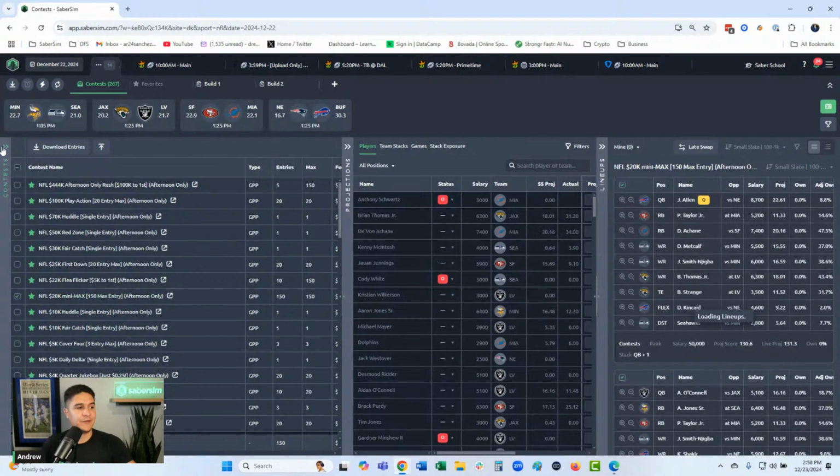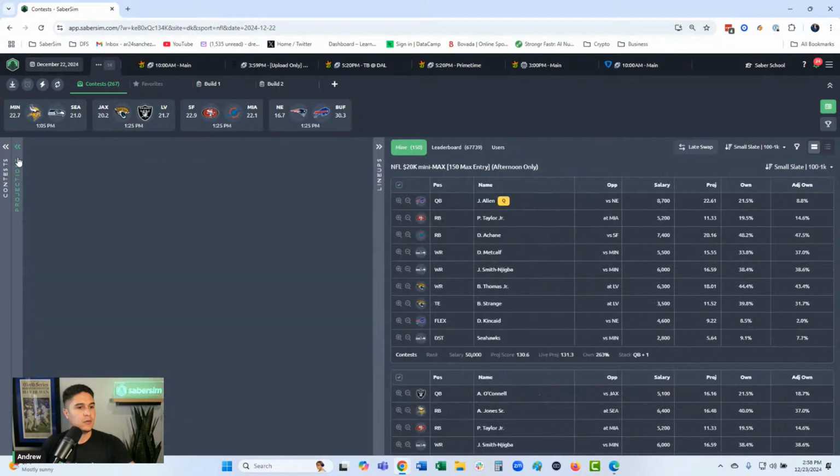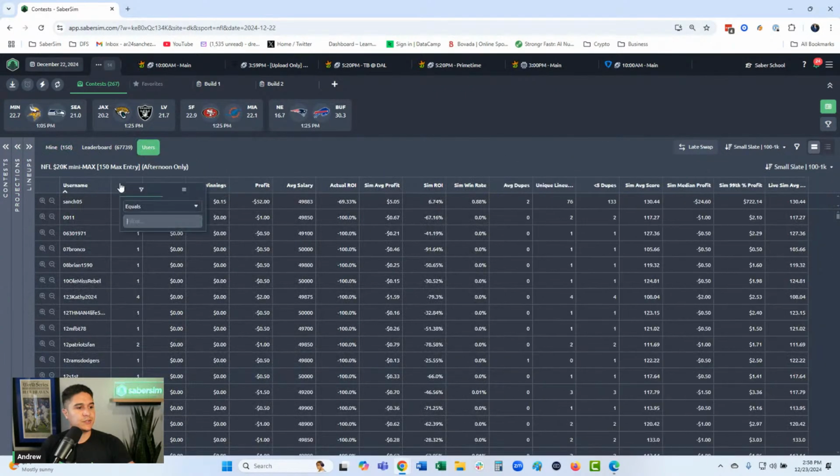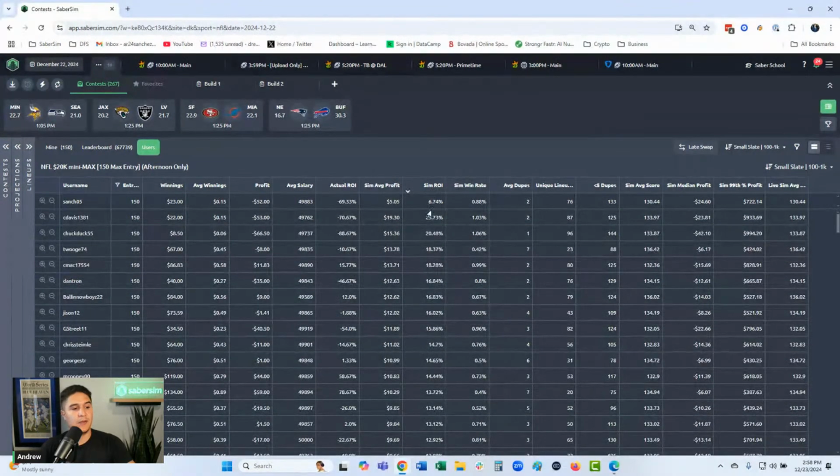All right, afternoon only. Users, 150. Sim ROI. See here, my sim ROI is like 6%. Highest is probably over 10. I'm actually really happy with this, right? Considering some of my personal takes with the Patrick Taylor thing and stuff, still have good sim ROI.